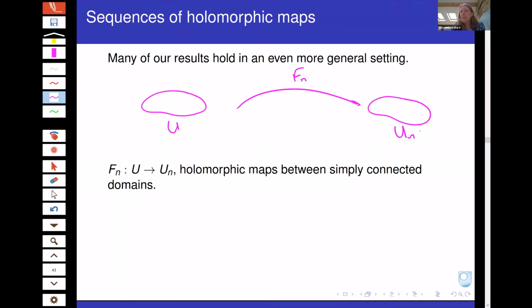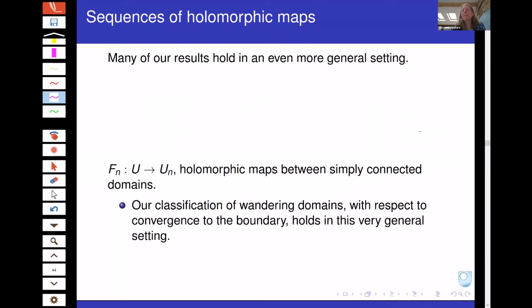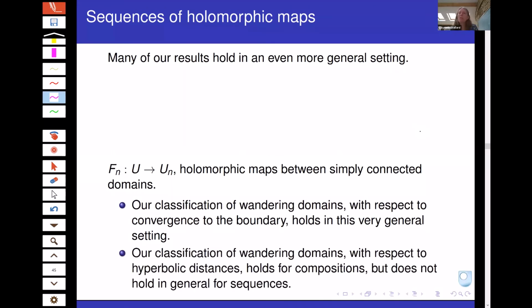The first thing is to look at the behaviour inside these domains in this much more general setting. I said we had this classification for wandering domains. The second classification, which I gave with respect to the convergence to the boundary, holds in this very general setting. So even though we've just taken a sequence of holomorphic maps, we actually get that all the points go to the boundary, or they all stay away, or they all bungee around. The other classification, with respect to hyperbolic distances, holds for compositions, but it doesn't hold in general for sequences. For compositions, your hyperbolic distance will decrease or stay the same, because at each stage you're applying an extra map. For sequences, that doesn't have to be the case. But it does hold for compositions.